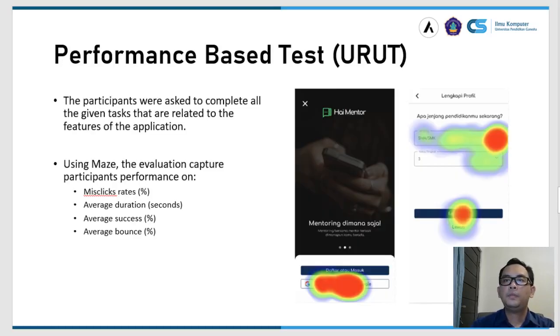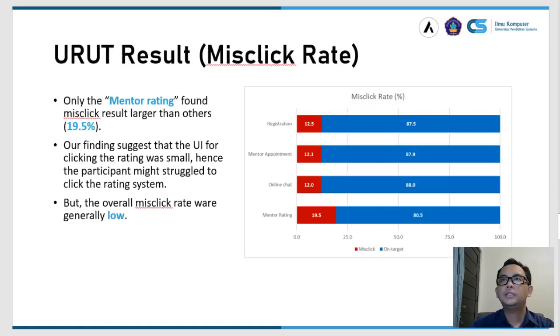In the performance-based evaluation, we are using URUT. We ask participants to complete all tasks related to the 4 features that we saw before. Using Maze, we capture user performance on misclick, duration, success rate, and user bounce on the given tasks. And this is the result of the URUT evaluation.